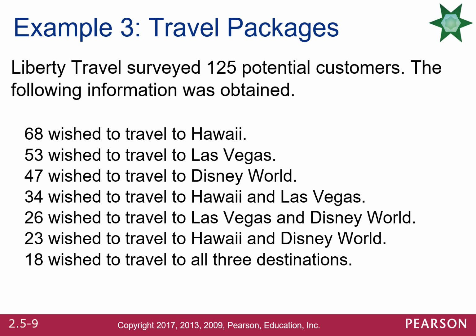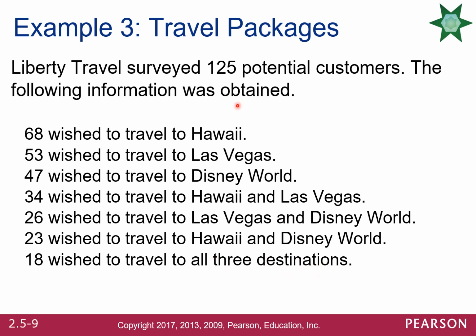Here's a problem involving 3 sets. The question says Liberty Travel surveyed 125 potential customers. The following information was obtained. 68 wished to travel to Hawaii, 53 wished to travel to Las Vegas, 47 wished to travel to Disney World, 34 wished to travel to Hawaii and Las Vegas, 26 wished to travel to Las Vegas and Disney World, 23 wished to travel to Hawaii and Disney World, and 18 wished to travel to all 3 destinations.